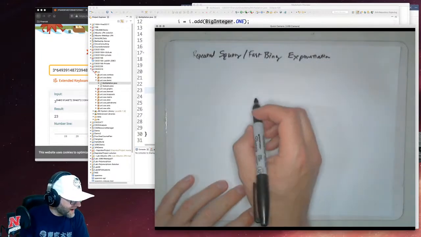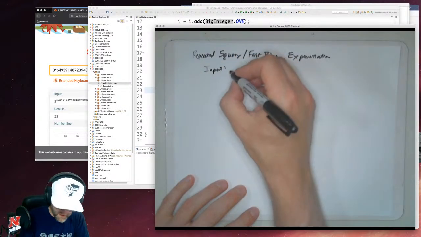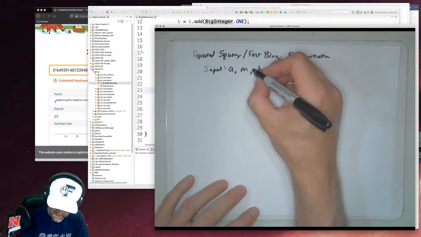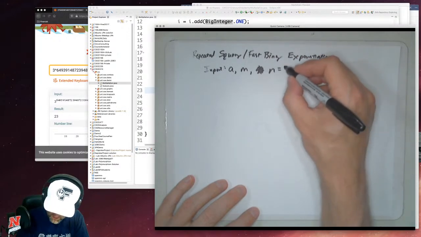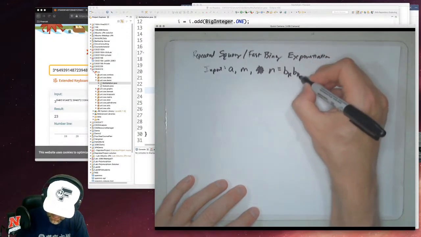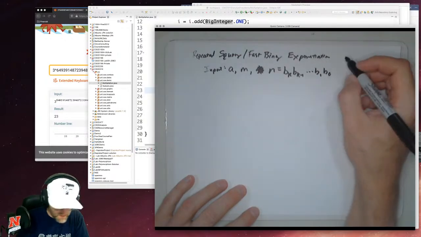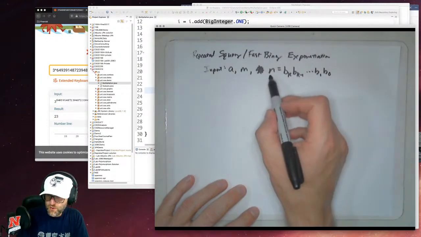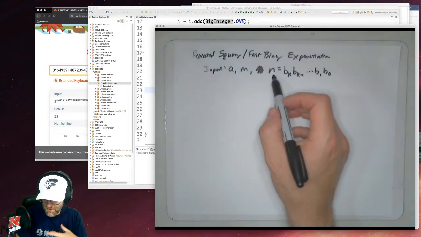So let's go ahead and identify our input here. My input is going to be a, n, and m. And then I'm going to just write out the binary for n: b sub k minus 1, these are the high order bits, and then b1, b0, these are the low order bits. These are all zeros and ones, and all you're doing is taking n and getting a binary representation of it. In fact, on your second assignment, you do actually code this.